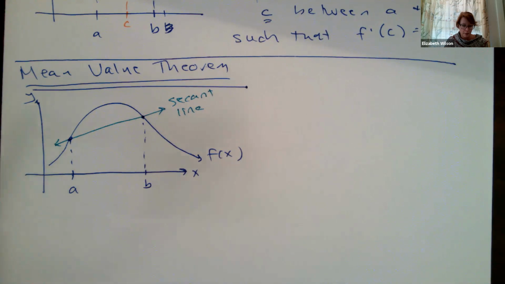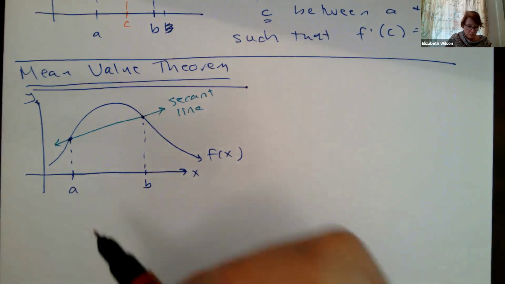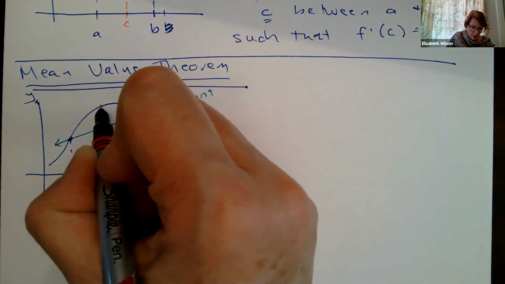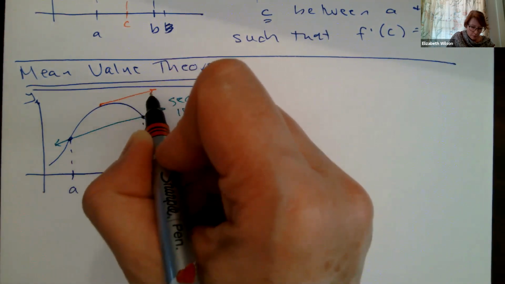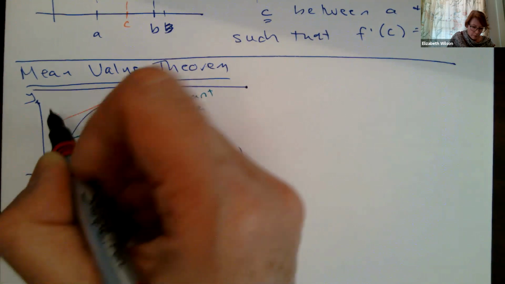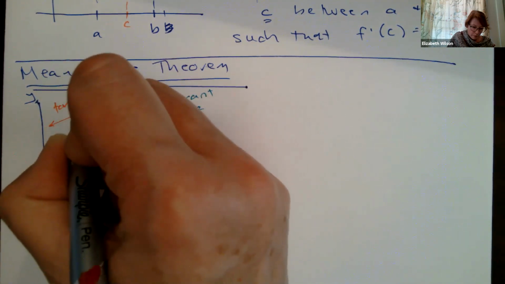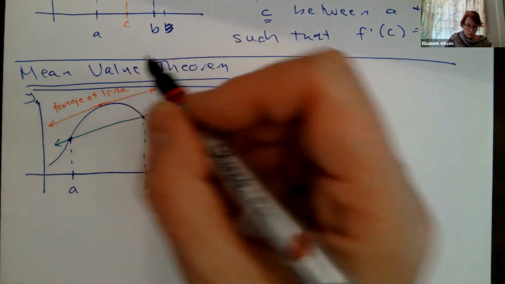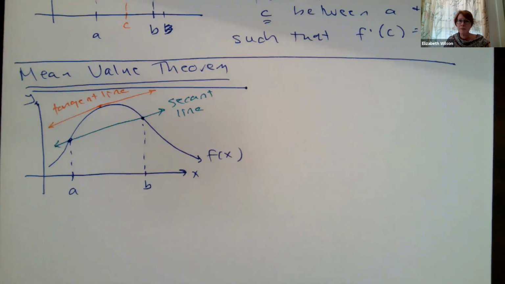Now, the mean value theorem says that within this, I can actually find a tangent line. These two, the tangent line and the secant line, have the same slope. They're parallel to each other. Okay.